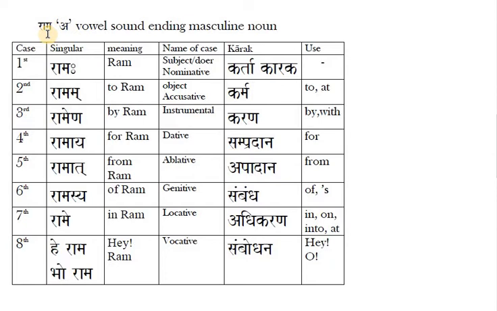Here you see Rama ending with a vowel sound, and it is a masculine noun, right? Now here you read Rama, to Ram, by Ram, for Ram, from Ram, of Ram, in Ram, Hey Ram. All these meanings are there, right? Now all these words in English have Sanskrit words like this, but modification is done. See, Ramaha means just as subject, right? So that is called subject or doer, and the case name is nominative in English. In Sanskrit it is called karta karaka.